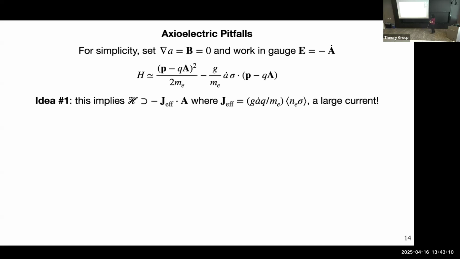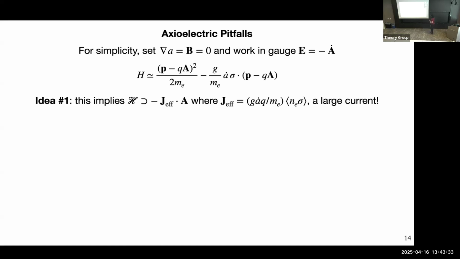And so if you stare at this and think, what does this actually do? Well, one thing that you might imagine is that it implies there's a Hamiltonian density for the electromagnetic field, which is that whenever you have a current, it will show up in the Hamiltonian density of the electromagnetic field as J effective dot vector potential. And we do have something dotted into the vector potential here. So we have A dot something.